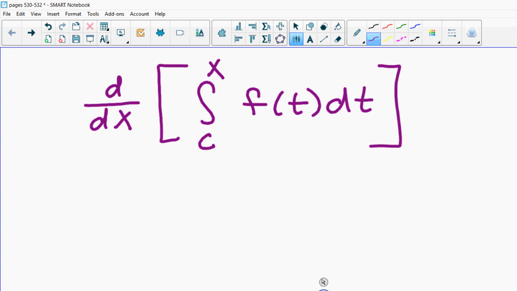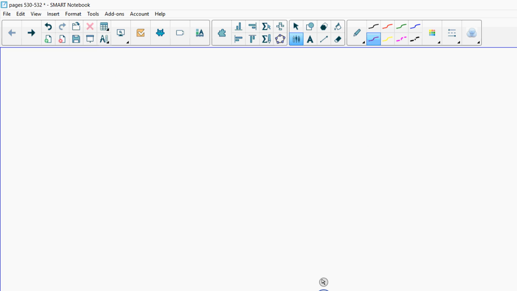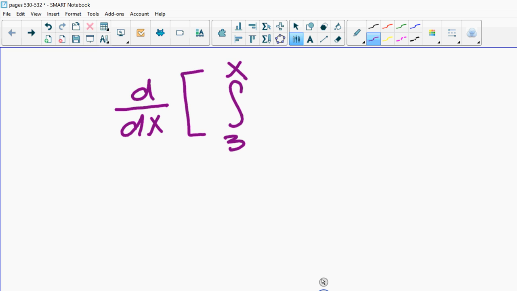In certain cases, the derivative and the integral are inverses, and they will cancel each other out. Now, what you have to know is what cases. Now, I want you to write this down. We're actually going to do one. We're going to take the derivative of the integral from 3 to x of t plus 2 dt.